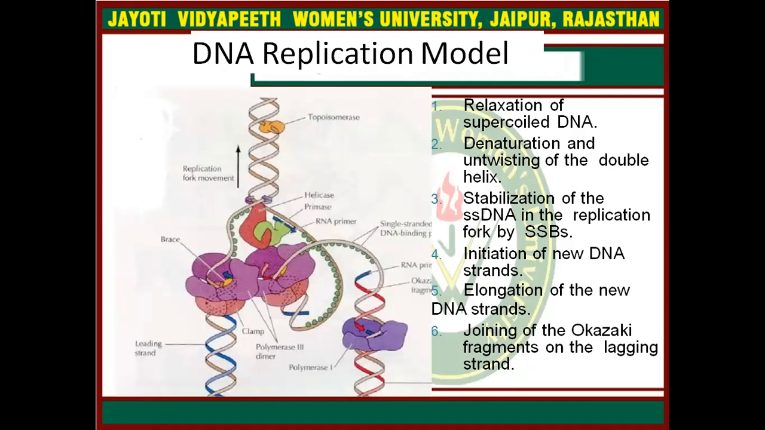Here is the DNA replication model. You can simply see, first of all, relaxation of supercoiled DNA, denaturation and untwisting of the double helix, stabilization of the single strand DNA in the replication fork by SSB, initiation of the new DNA strand, elongation of the new DNA strand, and joining of the Okazaki fragments on the lagging strand. Here you can see again the same diagram. This is the helicase, this is the primase, and these are the SSB proteins.